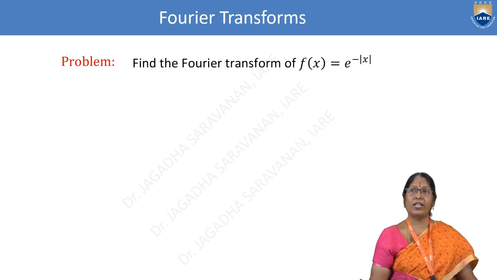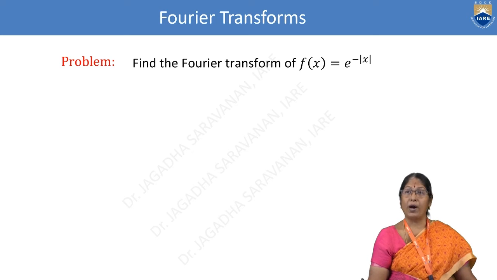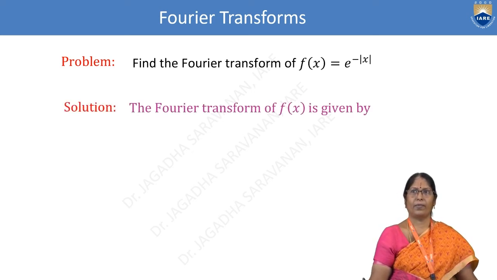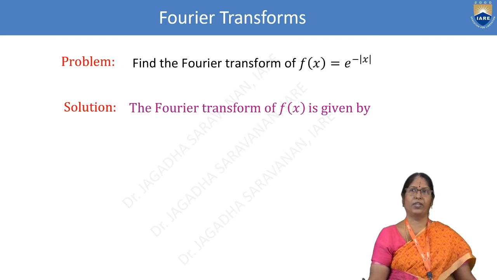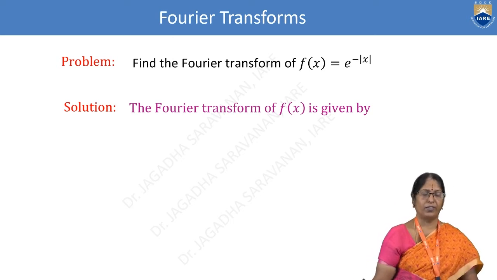Find the Fourier transform of f of x equal to e power minus mod x. Here no condition is given. So far, in the problems we did, the conditions were given. Just in this question, find the Fourier transform, the function is e power minus mod x. So we will start solving this one.